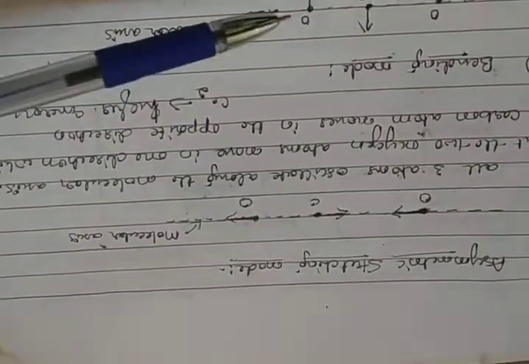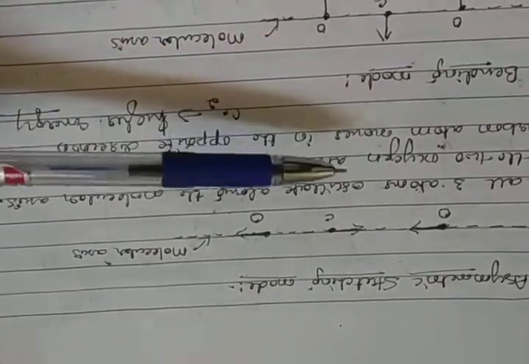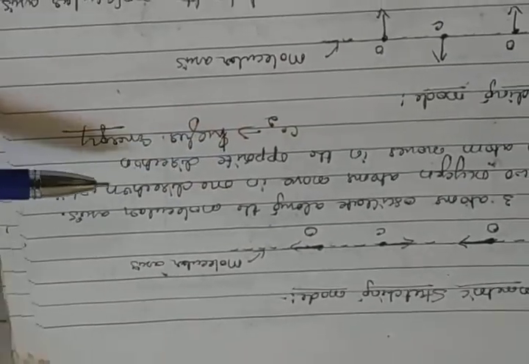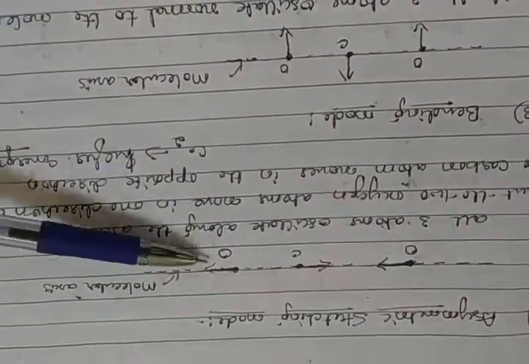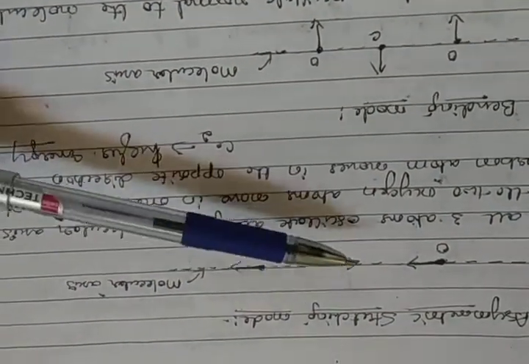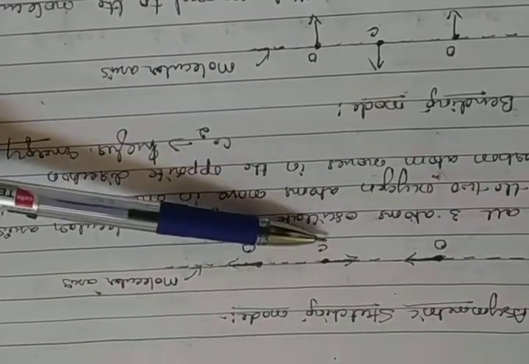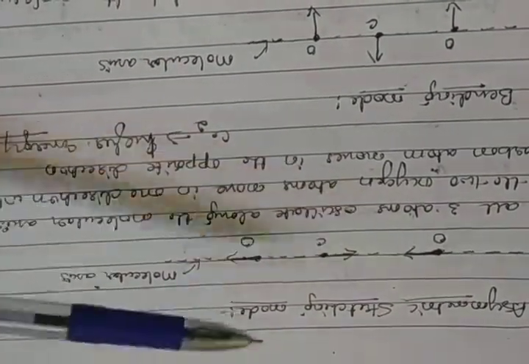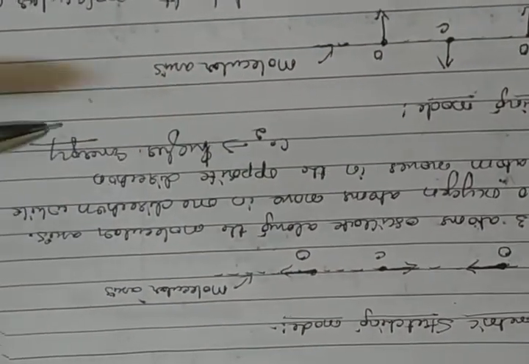Second one, asymmetric stretching mode. In this mode, all three atoms oscillate along the molecular axis, but the 2 oxygen atoms move in one direction, while the carbon atom moves in the opposite direction. In this state, in the asymmetric stretching mode, the carbon dioxide molecule will have higher energy.